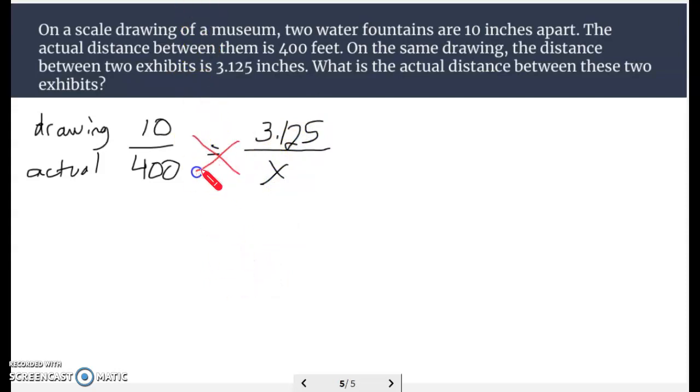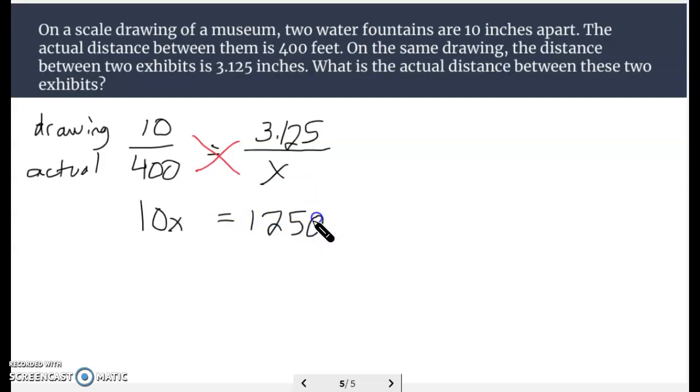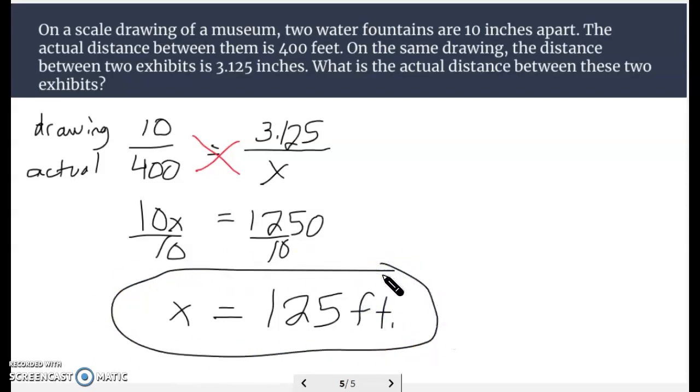Crisscross multiply. 10 times x, 10x. 400 times 3.125 is 1,250, according to the calculator. Divide by 10, divide by 10. x is 125. The actual distance between the 2 exhibits is 125 feet.